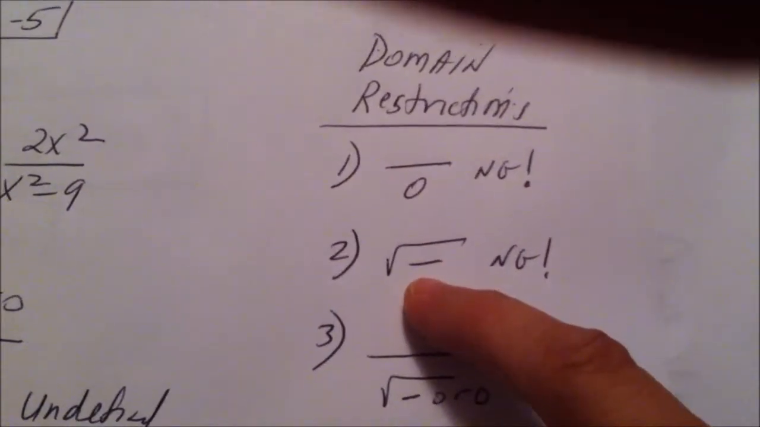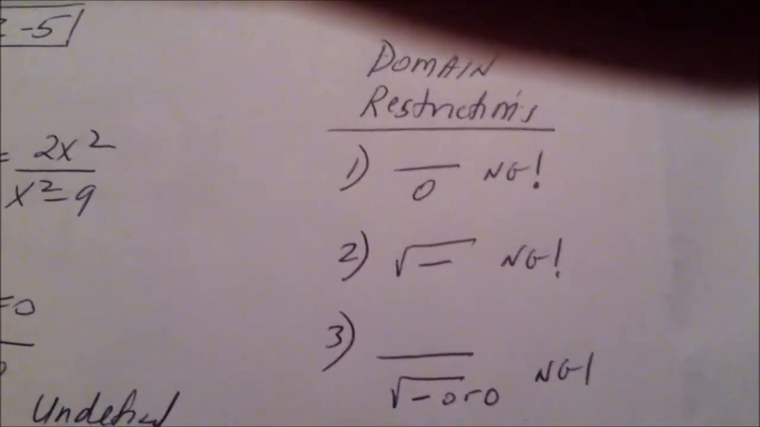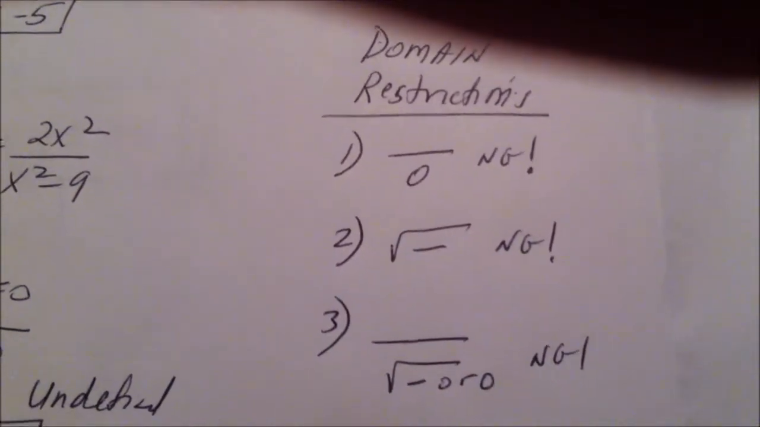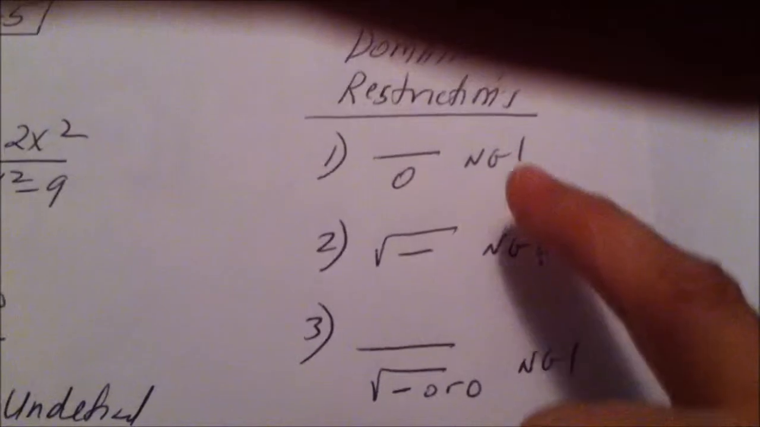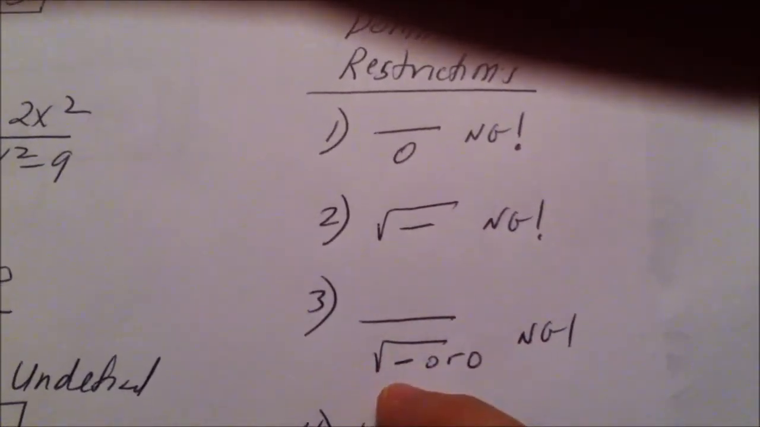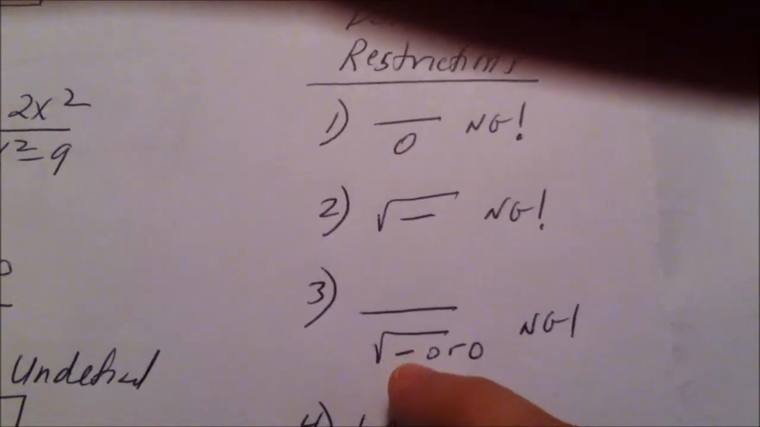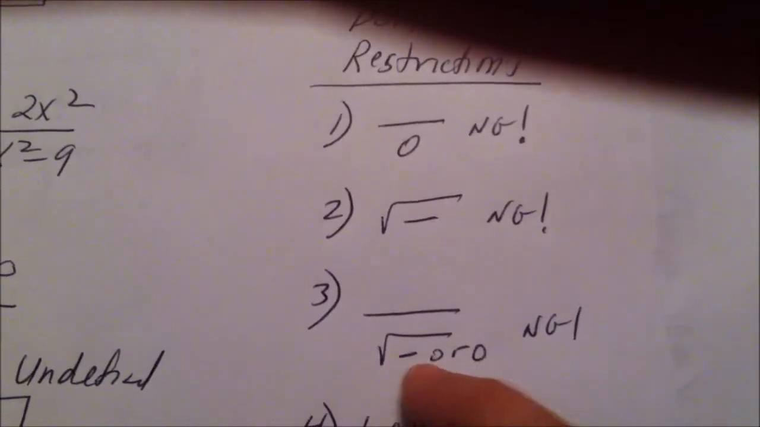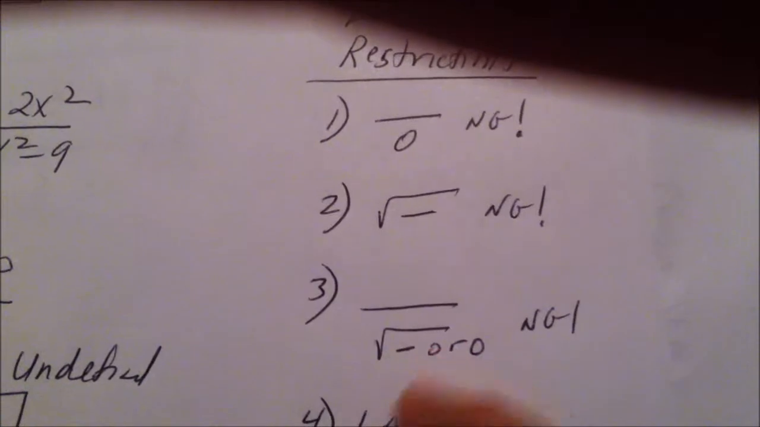You can't have the square root of a negative, that's imaginary. The square root of 0 is okay, that's 0. The square root of a positive is great, it's real. And you can't have a combination of the two. You can't have a radical in the denominator. If you do, you can't have a 0 or a negative under there. They're both no good. All right.